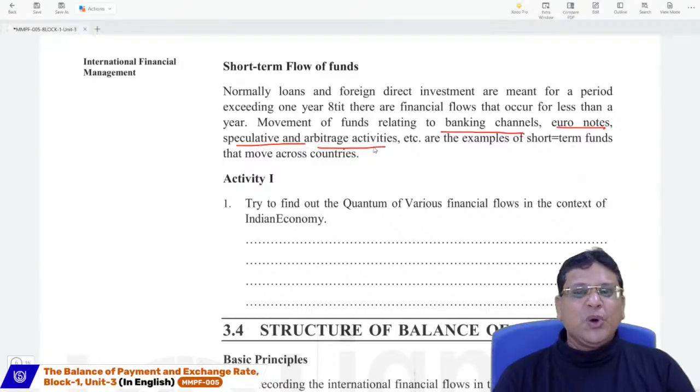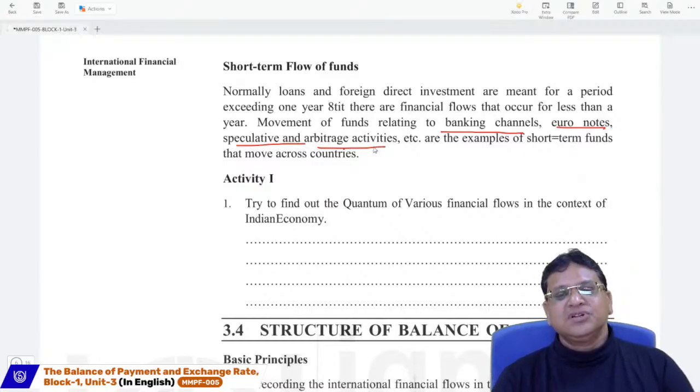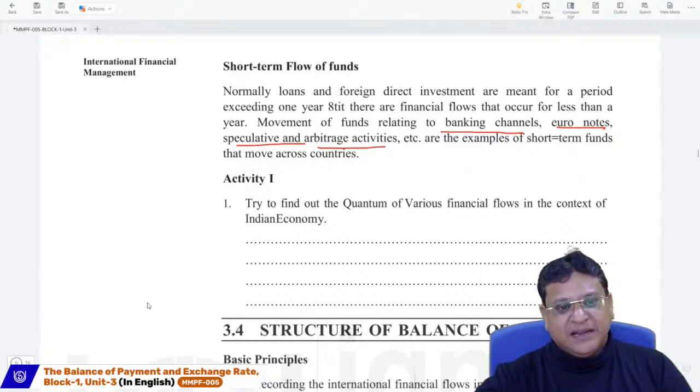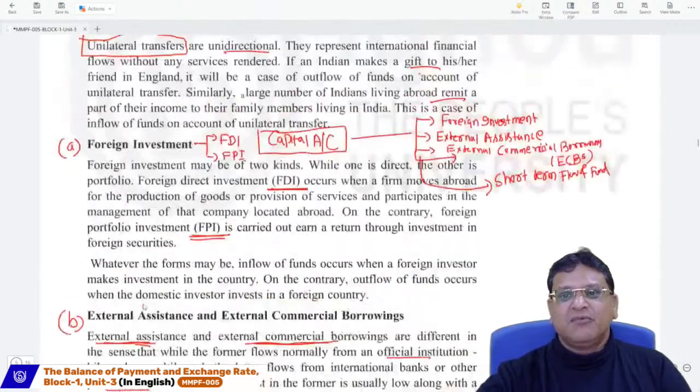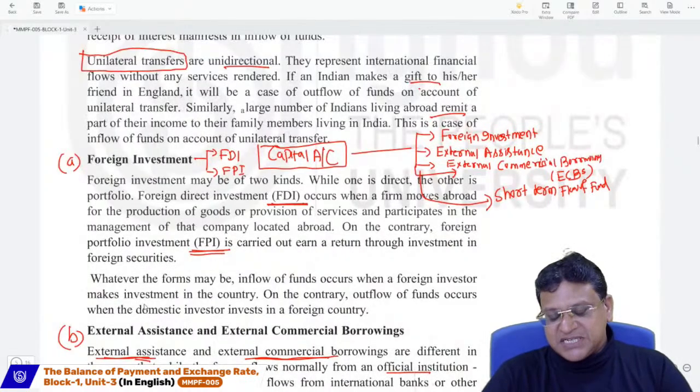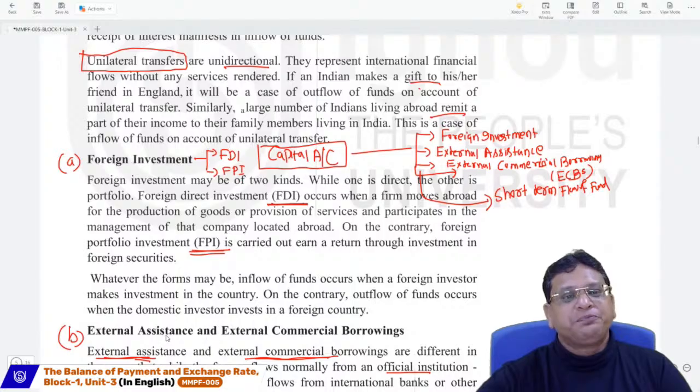So there are two account transactions: current account and capital account. Current account records visibles, invisibles. Capital account records transactions related to foreign. Four things. What are the four things? Foreign investment, external assistance, external commercial borrowings, and short-term flow of funds.